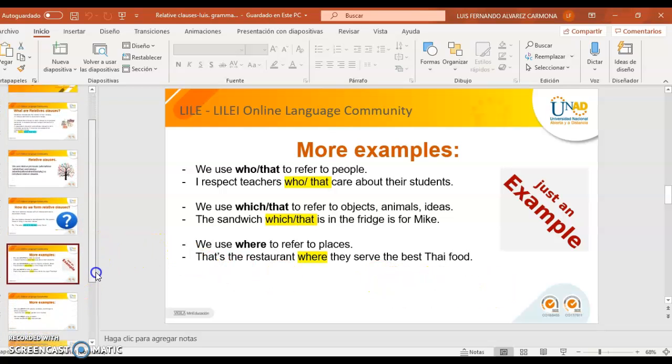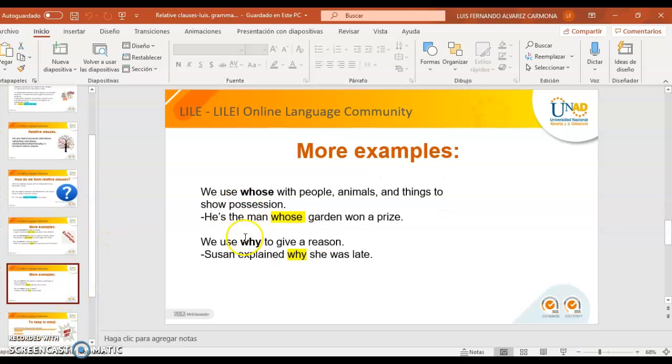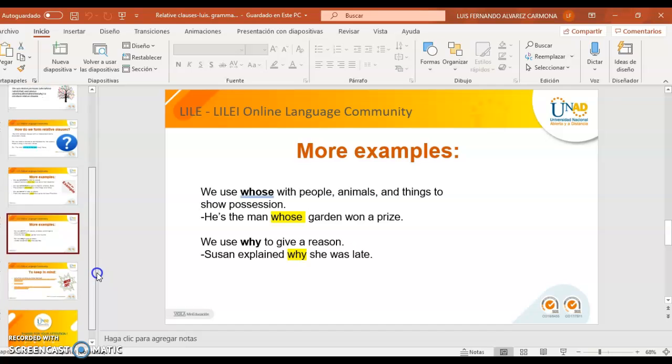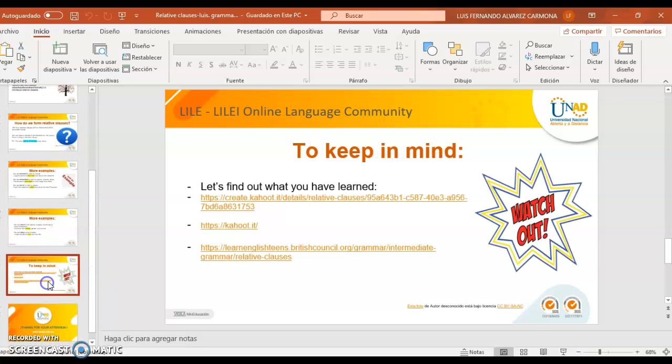So here we have more examples. We use whose with people, animals, and things to show possession. He's the man whose garden won a prize. We use why to give a reason. Susan explained why she was late. Alright, this is the main use of the relative clauses.